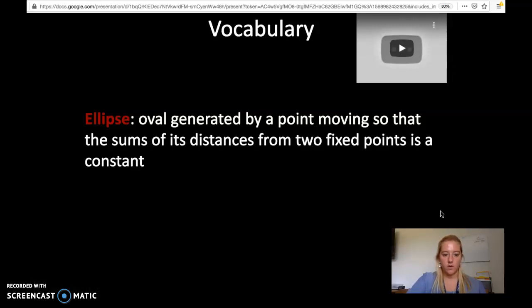So if you will, go ahead and copy down your vocab, pause the video, and then unpause it when you're ready to get started again. We're going to move on. So our ellipse was our vocab word today.